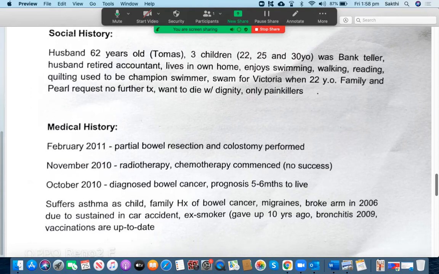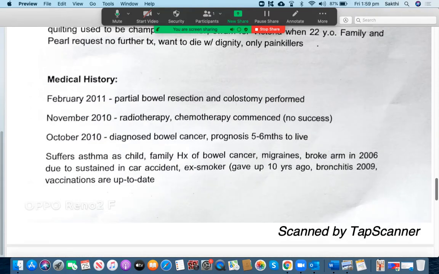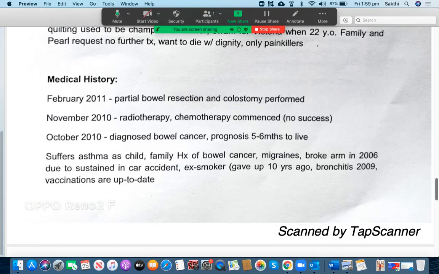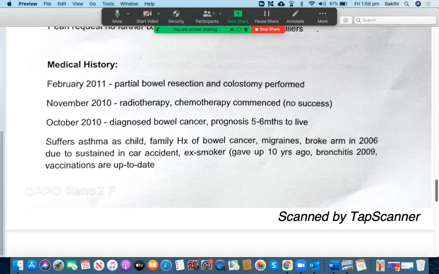Quitting, used to do champion swimmer, swam for Victoria when 22-year-old. Family and Pearl request no further takes, want to die with dignity, only painkillers. Okay. All right. Yeah, all these important case notes have been included already, so I'm happy with that. Partial bowel resection, colostomy performed November 2010, radiotherapy, chemotherapy commenced, no success.